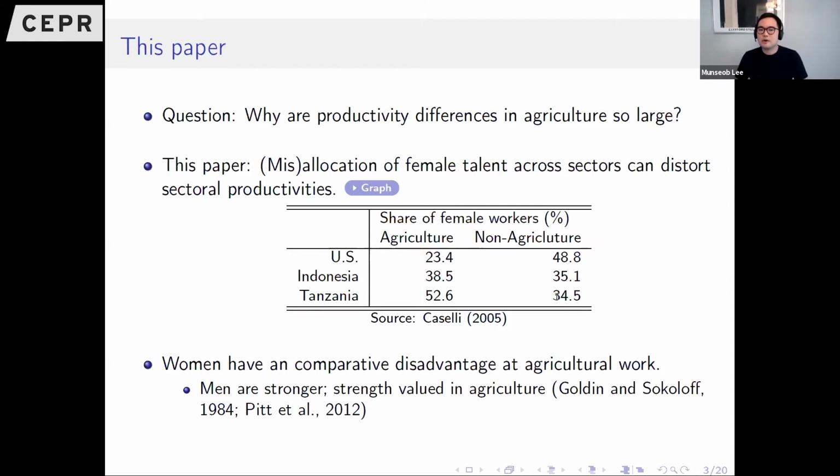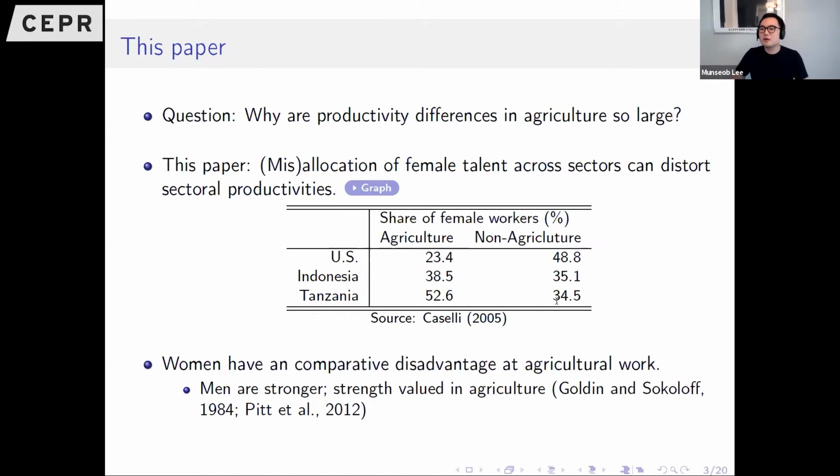In this paper, I will introduce one potential mechanism generating this agricultural productivity gap across countries. That is the relative allocation of female talent and male talent across the sectors. I will tell you that later through the lens of the model. I will show that the misallocation of female talent can distort the sectoral productivities. Let me show you one motivating figure.